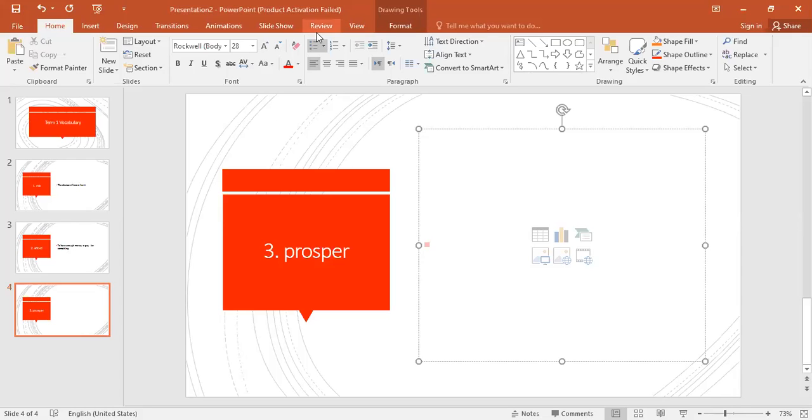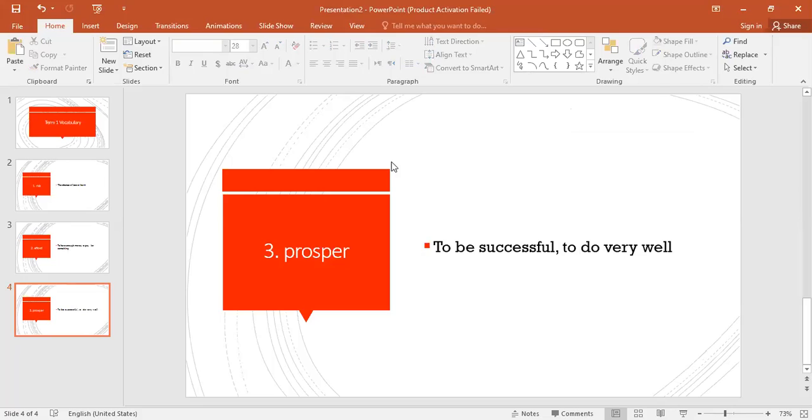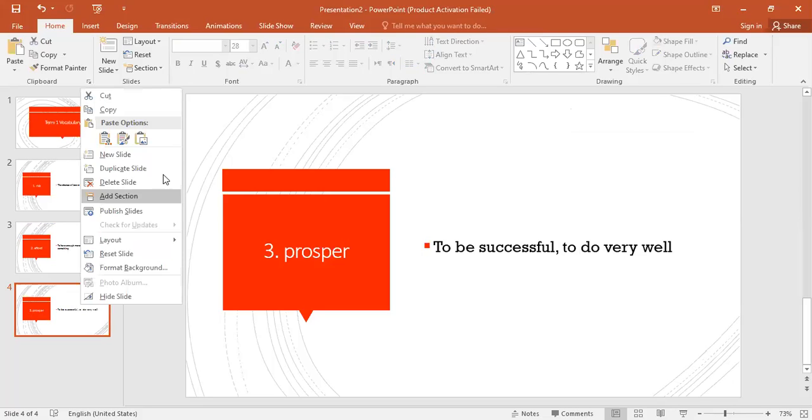Yasina, what does prosper mean? Prosper means to be successful, to do very well. Excellent. To be successful, to do very well. To succeed. Prosper means to succeed. All right. This is the definition of prosper. Any questions, or should we move on to the next word? Next word.